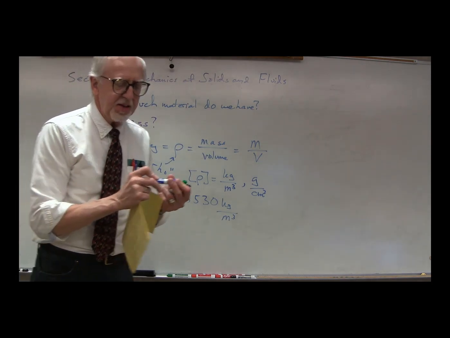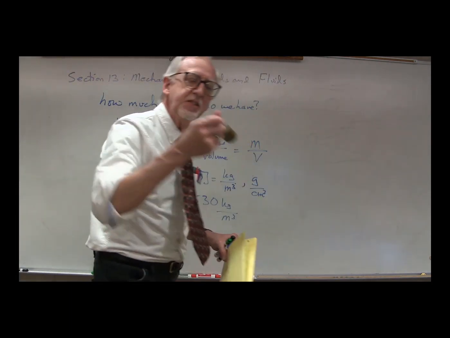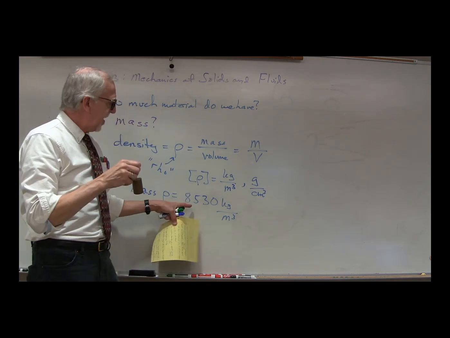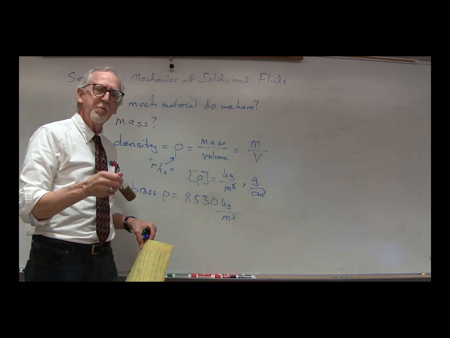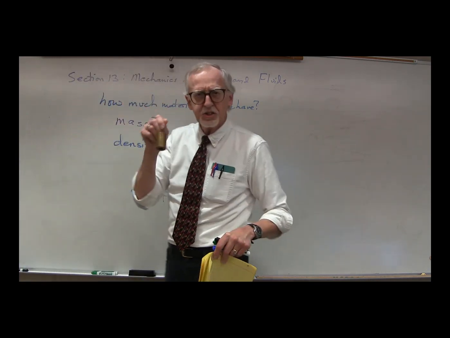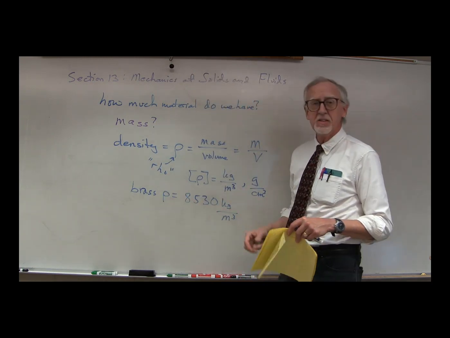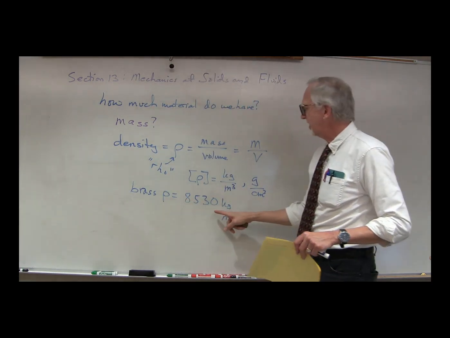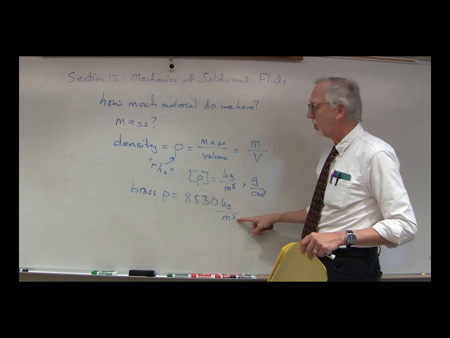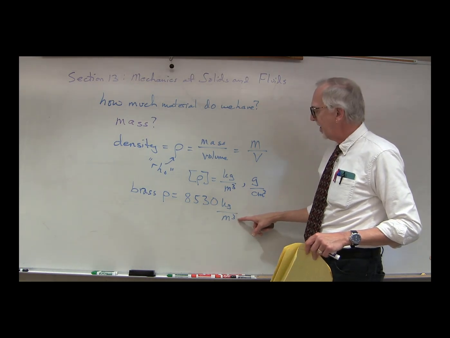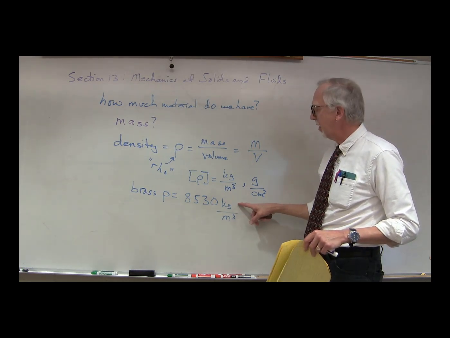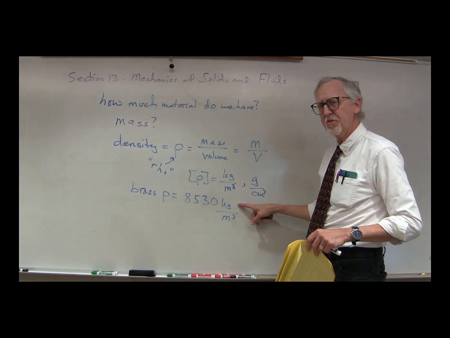Now, let's think about that just for a second. The density of this little thing here is 8,530 kilograms per meter cubed. How could this thing have such a large number for its density? Well, keep in mind what this is telling us is the mass per volume. So if I had a cubic meter of this, it would have a mass of 8,530 kilograms.